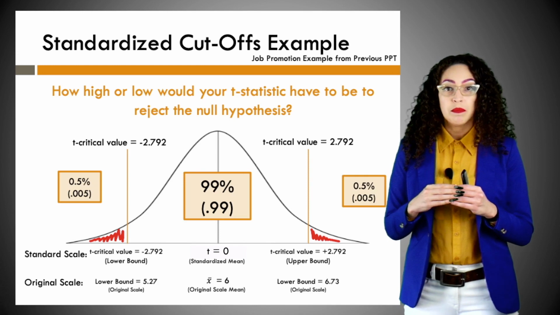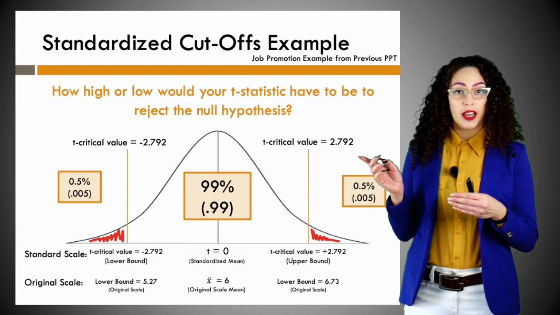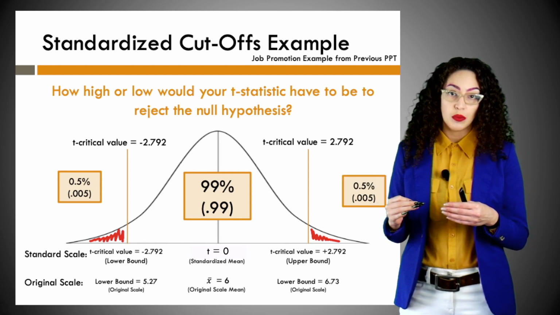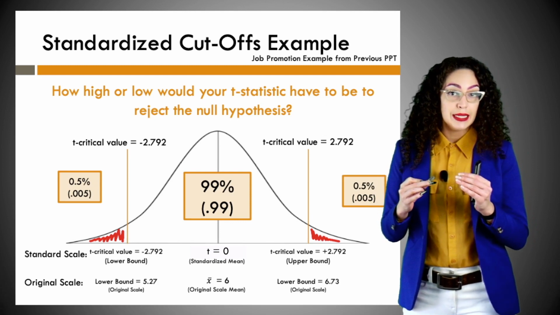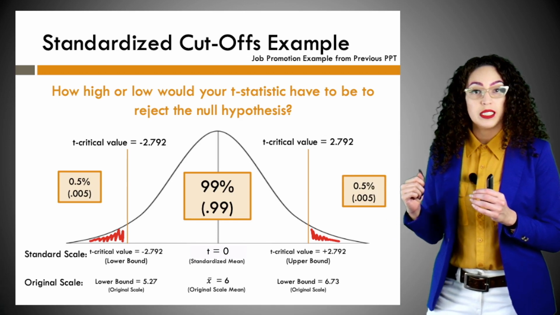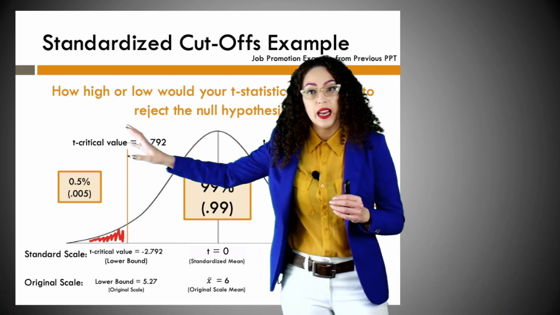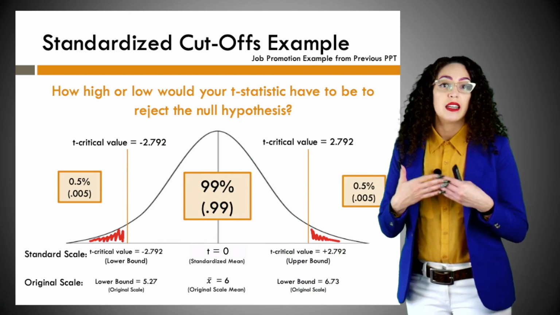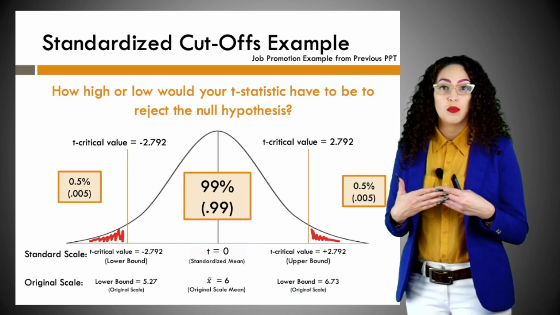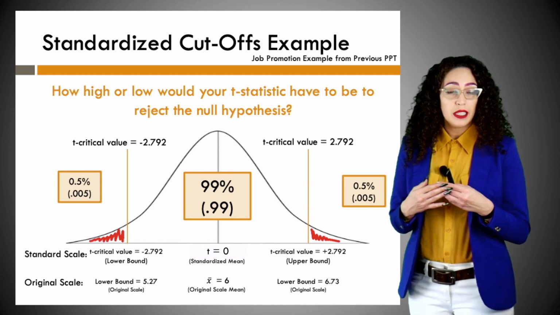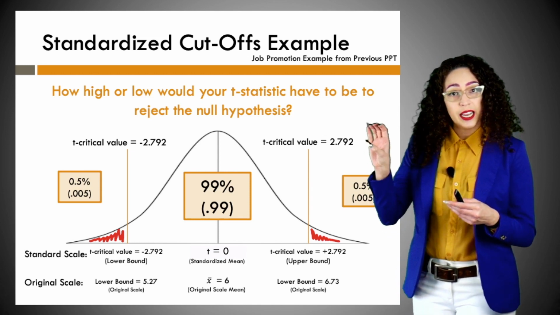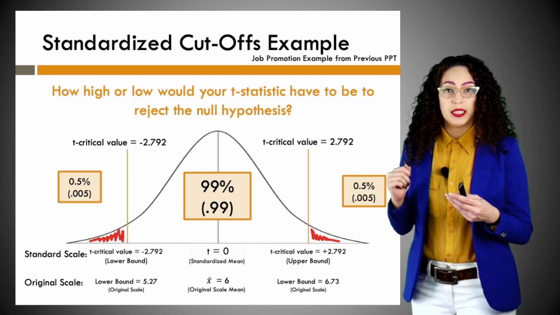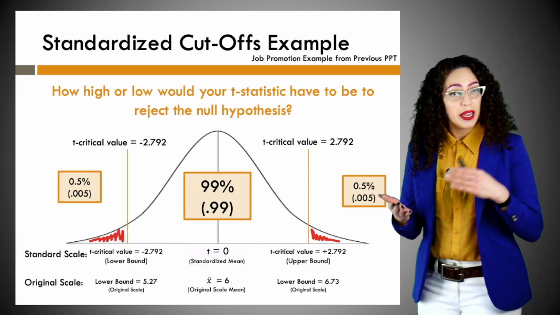In this case, we've already looked up our critical values from our last example, and it's plus or minus 2.792. Now, you have to get a test statistic that is either greater than 2.792 or less than negative 2.792 to be able to reject that null hypothesis that on average it takes 6 years to be promoted. Now, the other way you can look at this, that is the standardized t-values. Then you're going to compute that test statistic and be able to compare it to this. But it's also nice to see it back in the raw form.